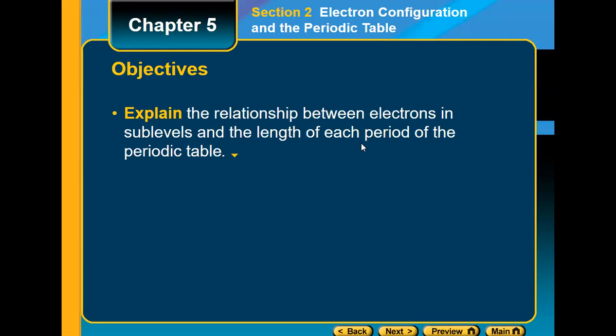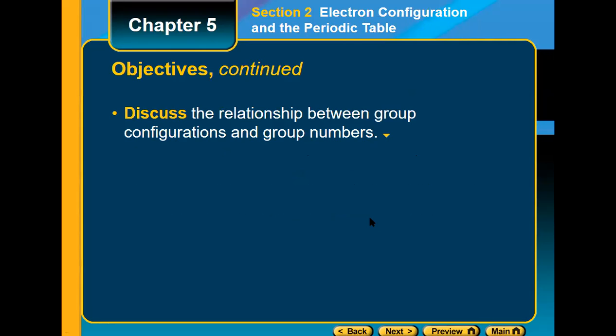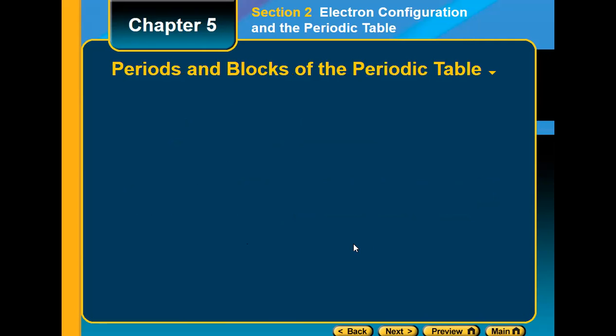By the end of this lesson, we should be able to explain the relation between the electron sublevels and the length of each period of the periodic table. Locate and name the four blocks of the periodic table, explain the reason for these names, and discuss the relation between group configurations and the group numbers. Finally, describe the locations in the periodic table and the general properties of alkali metals, alkaline earth metals, the halogens, and the noble gases, the major groups in the periodic table.